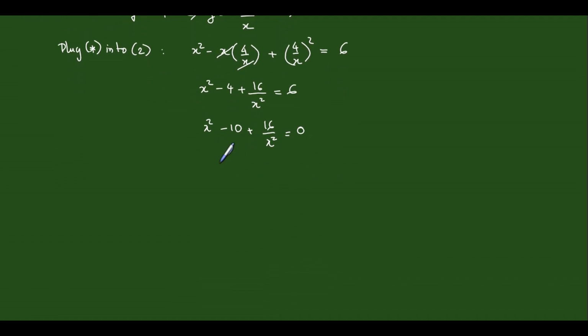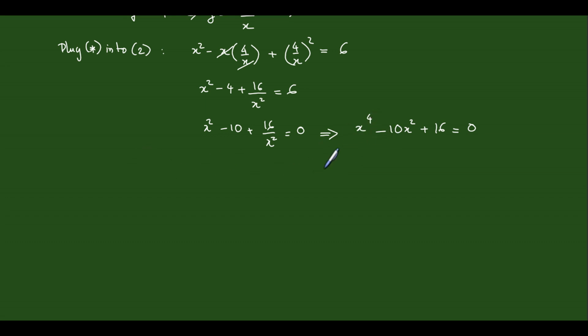Right. Then I will multiply both sides by x squared, so I will have x to the 4 minus 10x squared plus 16 equals 0, right? So from here, you can factor or you can name a variable if you want to. I can factor because this is a very familiar equation. We already learned how to solve it.